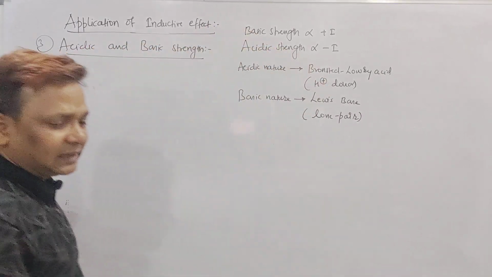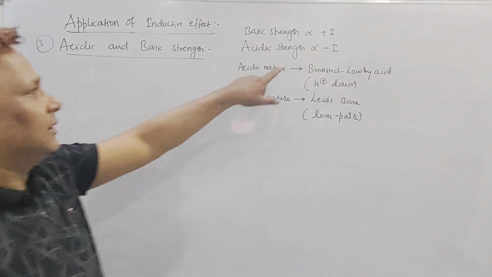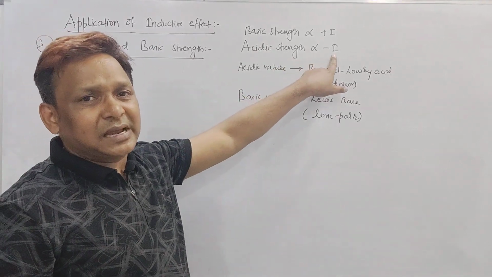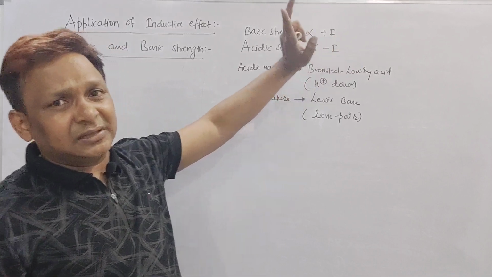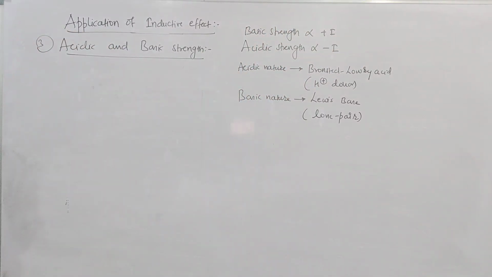Chalo, I want to go with one example for you, beta. What is that? As the number of minus I increases, acidic strength increases. As the number of plus I increases, beta, basic strength will increase. Chalo, one example I want to show you.